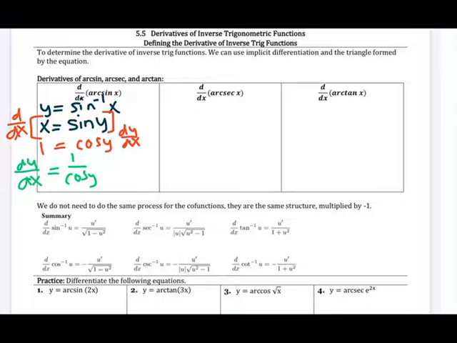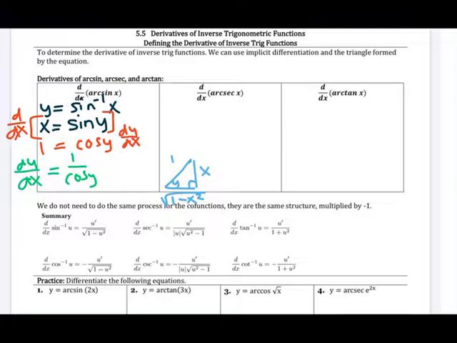Now, I was originally looking for the derivative with respect to x, so I probably don't want to leave this in terms of y. I probably don't want to leave this as 1 over cosine of y. I want to find a way to relate this back to something that I know, to put it back in terms of x. So I'm going to draw a right triangle here, and think about where we started. We started with the fact that sine of y, if I put y here, is equal to x. So I could call this x, and I could call this 1. And then I could use the Pythagorean theorem to solve for this missing side to get the square root of 1 minus x squared.